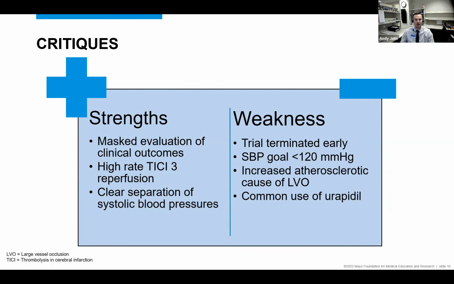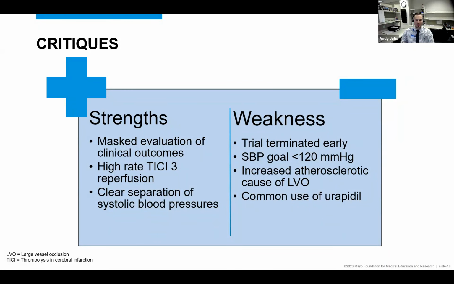And looking at weaknesses of the trial, it was terminated early. So of course, in our interpretation of the effect, we saw quite a dramatic effect, but in theory, if more patients were enrolled, that effect size could have been reduced. Unlikely to have changed the outcome, but I think that's just a limitation we have to note. When looking at the systolic blood pressure goal of less than 120, I'd say this is a pretty aggressive goal, not commonly utilized in practice, and also could potentially be putting patients pretty close to the hypotensive side of things as well.